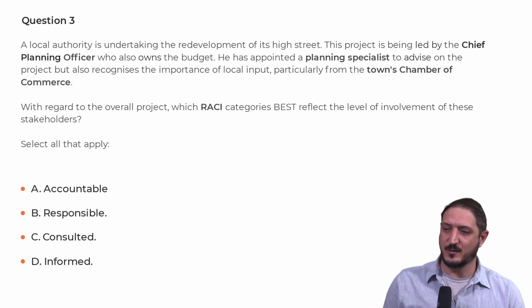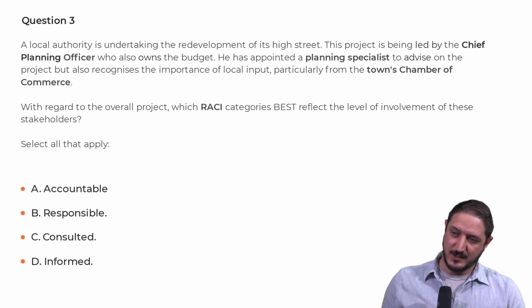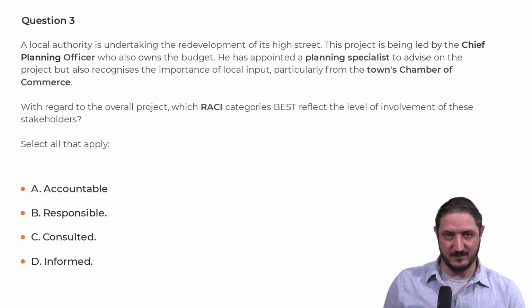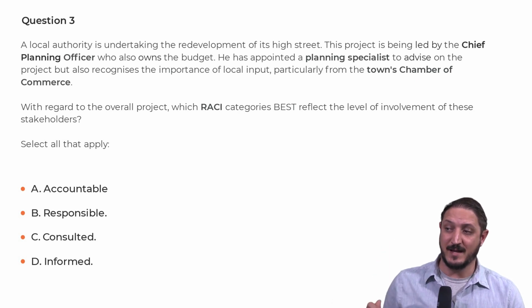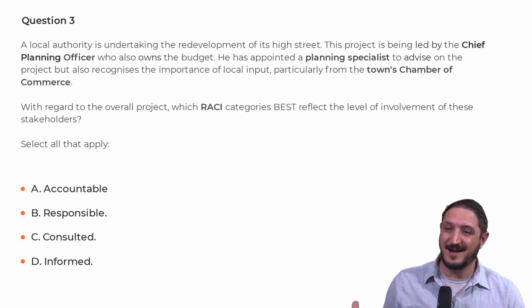So if we look at what the question is actually asking us for here, remember you always have to check what is being asked. It says, with regard to the overall project, which RACI categories best reflect the level of involvement of these stakeholders? Select all that apply. Okay, so the CPO is accountable. And if we look at the next stakeholder, who's the planning specialist, it says that they are advising on the project. Here we can identify the keyword advise. Advise is not linked to being informed. The planning specialist doesn't need to be informed about the project. The planning specialist is not carrying out the actual activities or tasks to produce the project's outputs or outcomes. And the planning specialist is not accountable for the project.